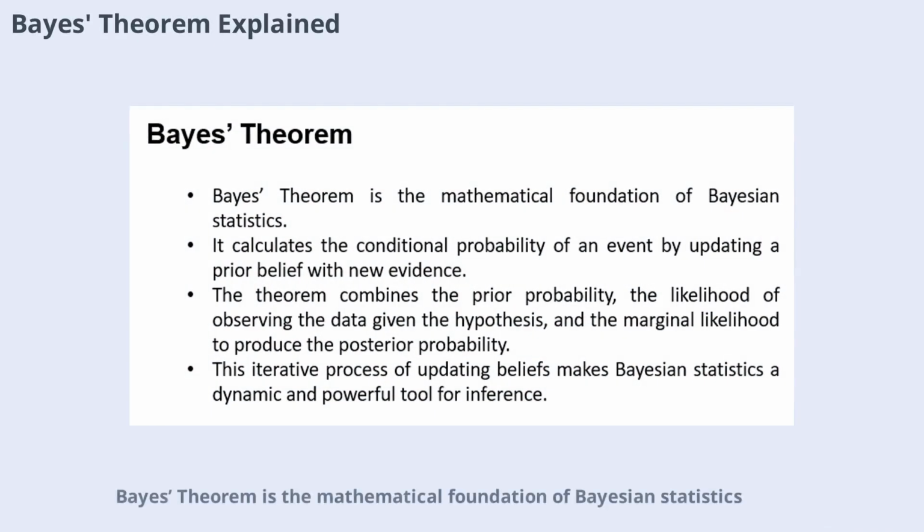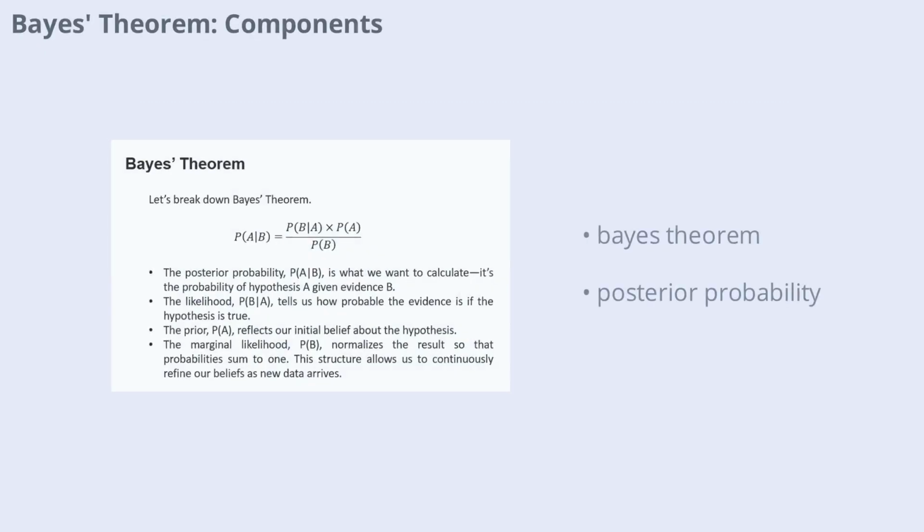Bayes' theorem is the mathematical foundation of Bayesian statistics. It calculates the conditional probability of an event by updating a prior belief with new evidence. The theorem combines the prior probability, the likelihood of observing the data given the hypothesis, and the marginal likelihood to produce the posterior probability. This iterative process of updating beliefs makes Bayesian statistics a dynamic and powerful tool for inference. Let's break down Bayes' theorem.